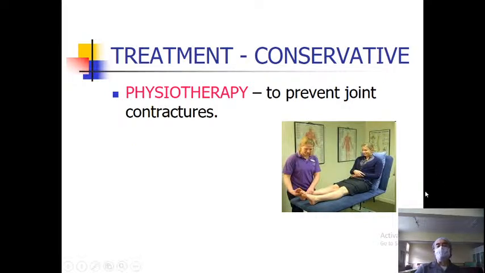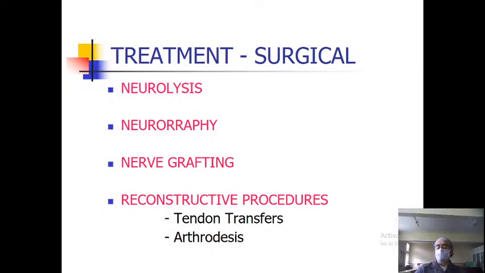And conservative treatment, physiotherapy has a lot of role to play here, and you are very fortunate to have a good physiotherapist who listens to you and helps you. And coming to the surgical management of an injured nerve, there are several procedures. They are called neurolysis and neurorraphy, nerve grafting, reconstruction procedures.